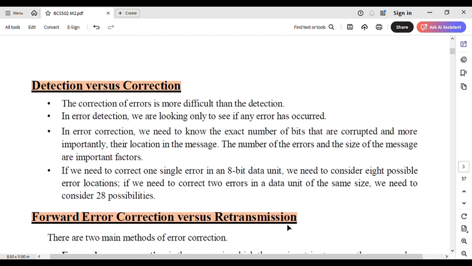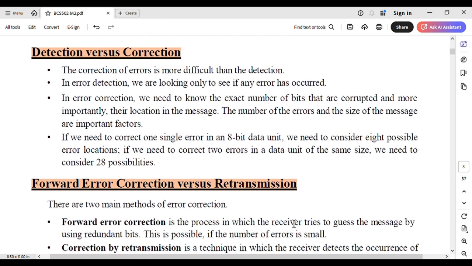Next, some extra information: detection versus correction. This can be asked in the examination for 2 marks or maybe 1 mark. The correction of errors is more difficult than the detection. Detection is nothing but identifying any faults. Whenever a fault has been identified, we need to correct it. That is the correction.